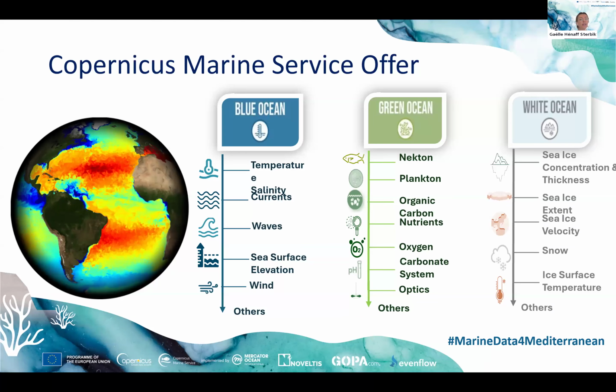Concerning the type of data you can find, the service provides data on the blue, the green, and the white oceans. Blue is all about the physical component of the ocean, so everything that has to do with the currents, the waves, the wind. Then we have the green ocean, which is the biogeochemical component of the ocean, so the phytoplankton, the nutrients, chemical composition. And finally, the white ocean, so everything that has to do with the ice, so the sea ice coverage, velocity, ice concentration. And that's it, basically. You can go on the website if you want more detail, but that's basically what the service covers.